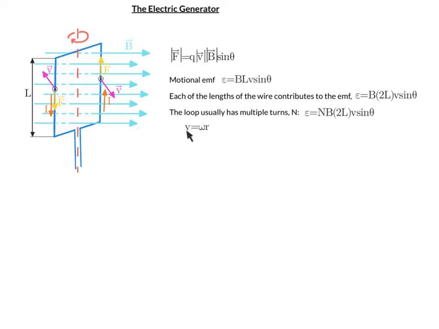So we can say that the velocity is angular velocity times r, omega r. Now the r is actually half the width of the loop. That means that the velocity is omega times w over 2.